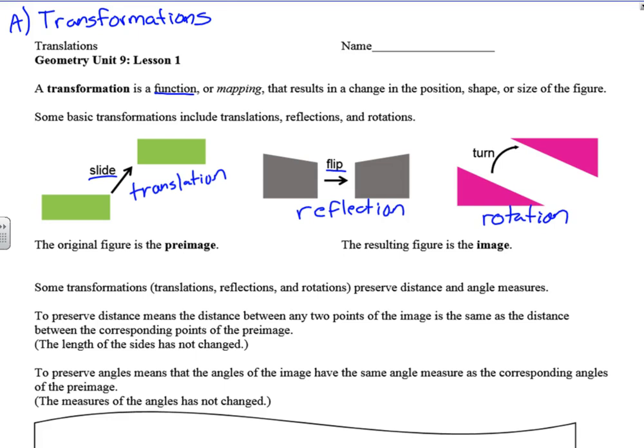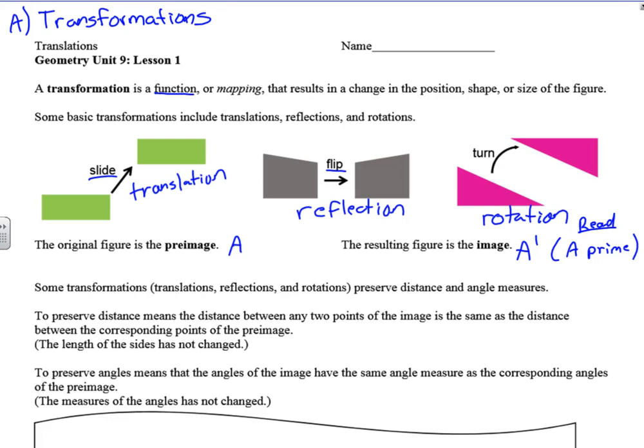Now, the original figure is the pre-image, and the resulting figure is the image. Notationally, if a point is A, that would be the pre-image, and then we would do what we call A prime. The way that we say that is A prime. The pre-image would be just the letter, and with the little marking up here, that is what our image is going to be.